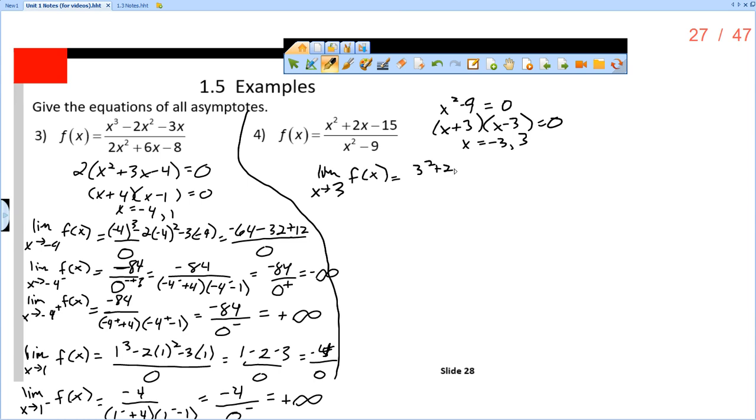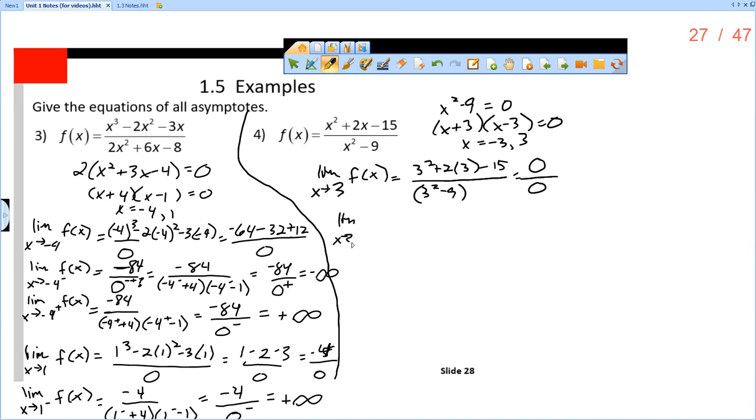I get 3 squared plus 2 times 3 minus 15, divided by 3 squared minus 9. Of course, we know that the denominator is going to be 0 because we already did that work. But what about the top? 3 squared is 9, plus 6 minus 15. 9 plus 6 is 15, minus 15 is 0. So 0 over 0 tells you what? It doesn't tell you anything other than that you have more work to do. So now we're going to do that work.